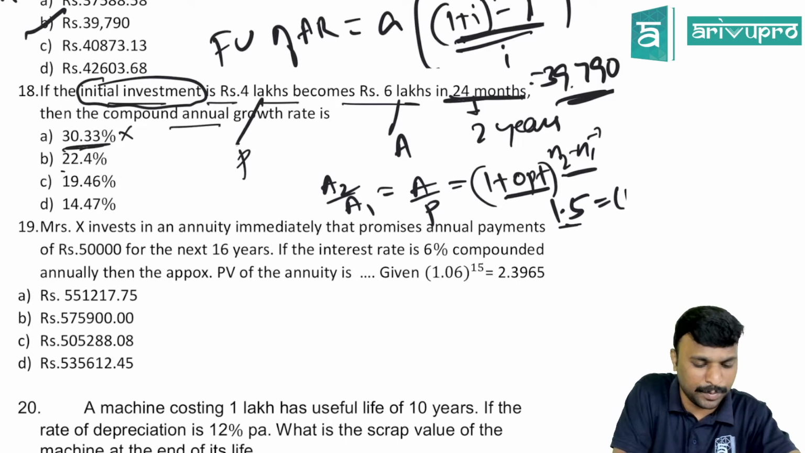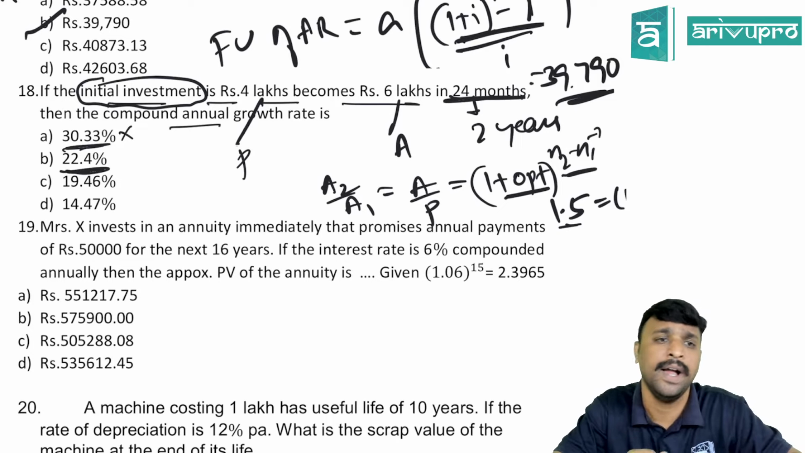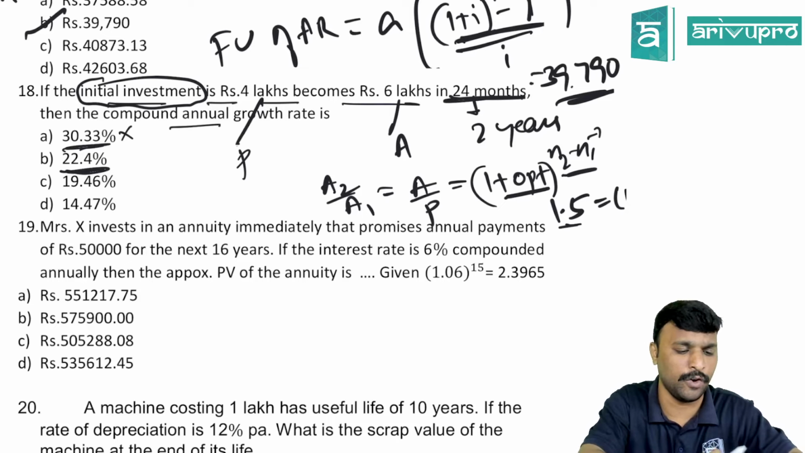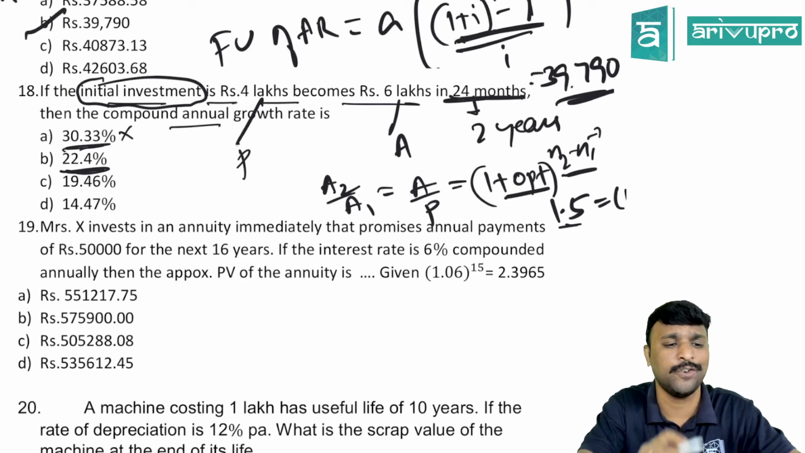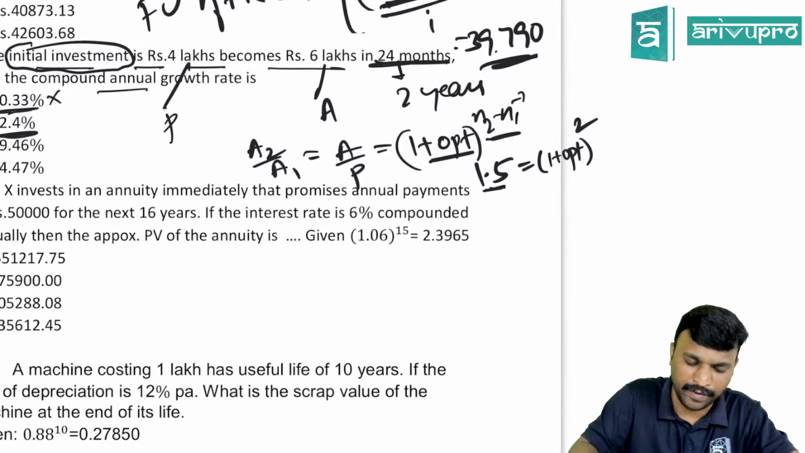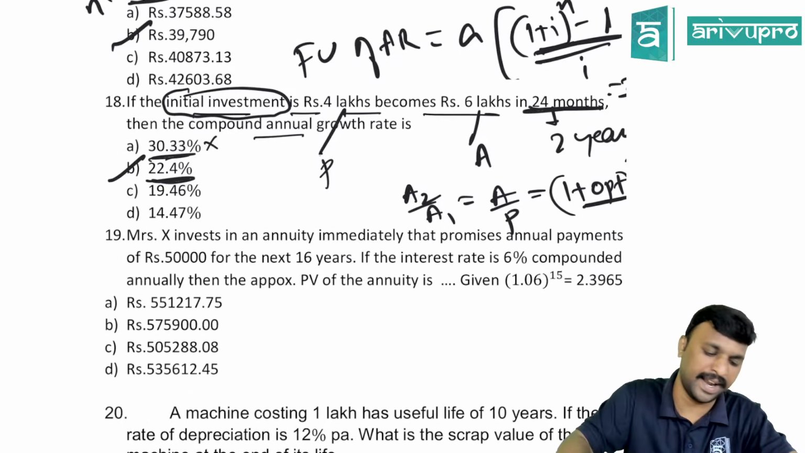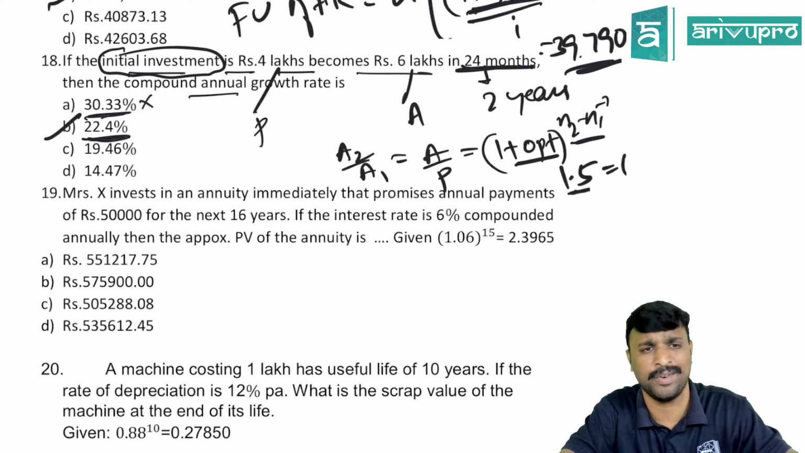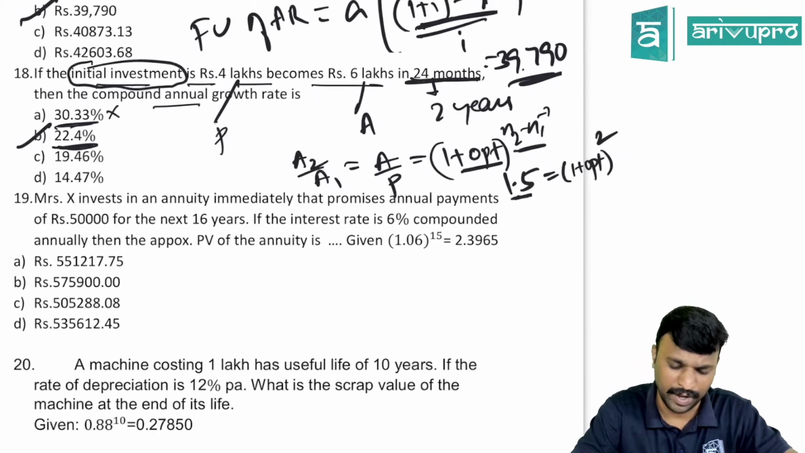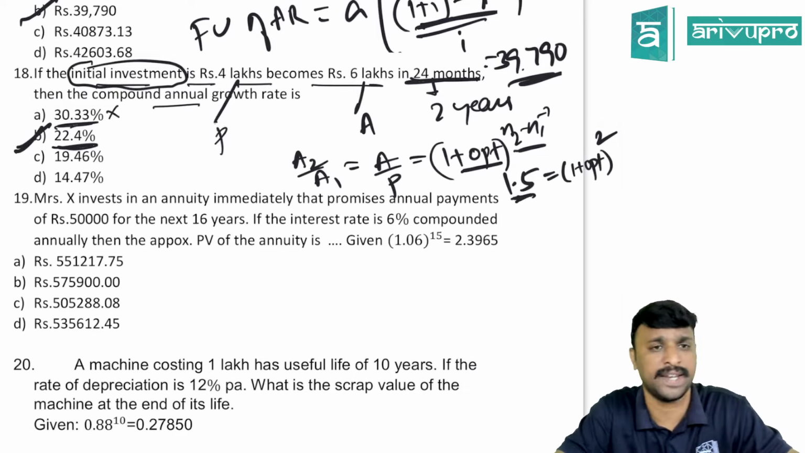If you hit the second option, 22.4%, what is 1 plus I for that? 22.4% is 0.224. When you add 1 to it, 1.224, raise the power to 2. Press equal. So it is 1.4981, which is nearer to 1.5. Therefore, option B is the right answer. If you hit option C also, it will definitely be lesser than 1.4981, which is nearer to 1.5. So option B itself is the right answer.